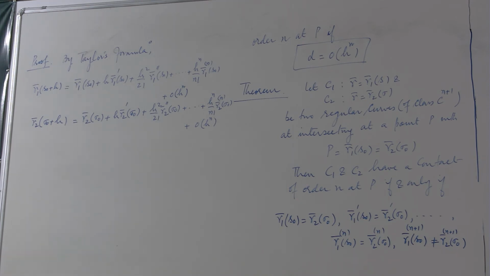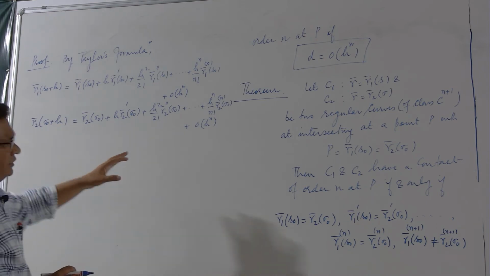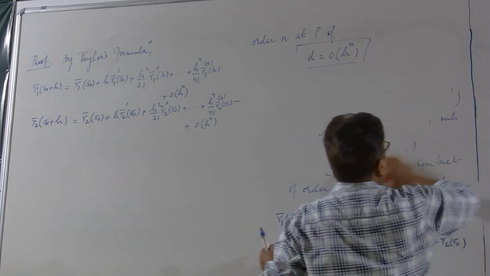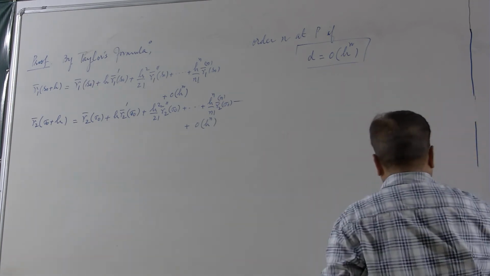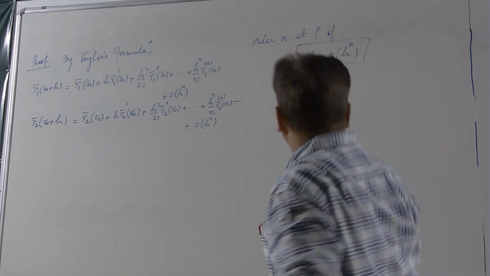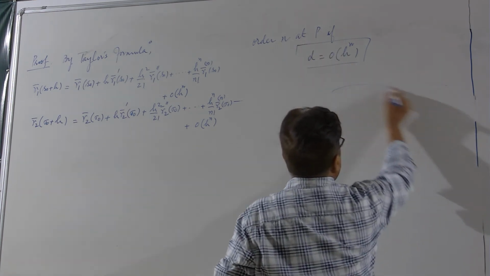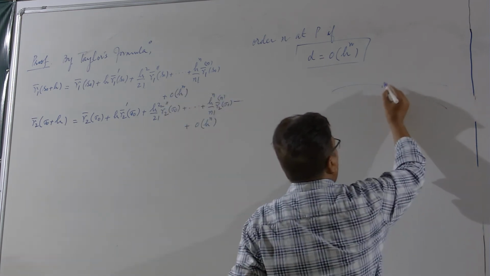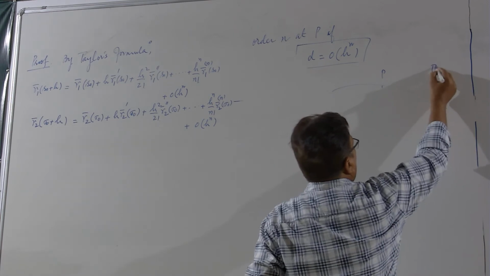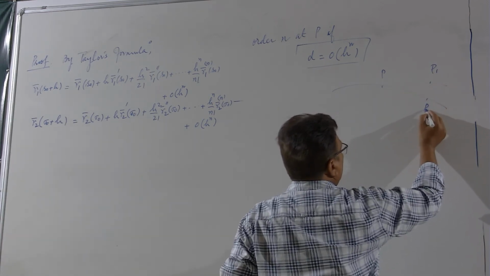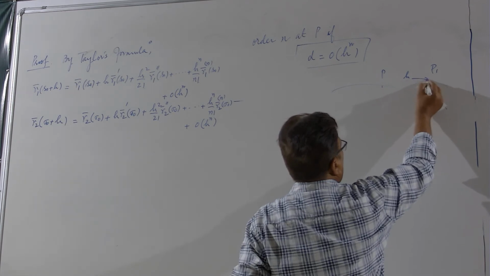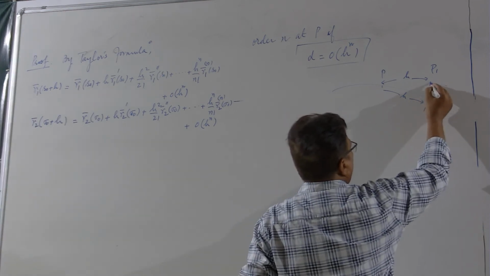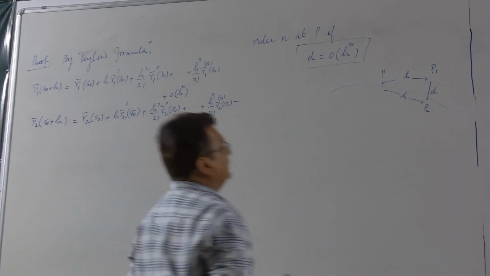Now, let us see the difference. If you recall the figure, you can see what is happening. Look at the figure once again. These were the two curves, C1 and C2. This is the point P, then you have P1 and P2 here, and these distances are h along their arc, and the distance from P1 to P2 is d.